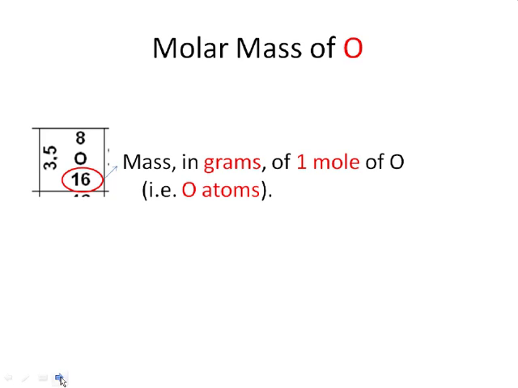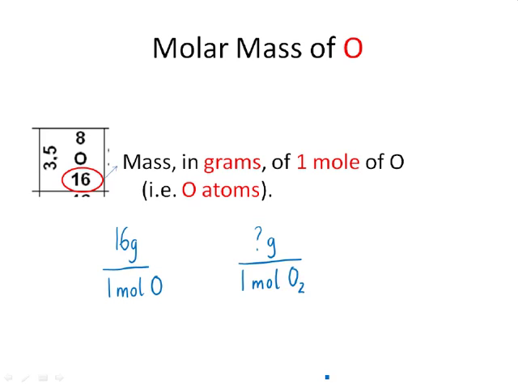What is the molar mass of oxygen? It is 16 grams per mole. What does this mean? This means that 1 mole of oxygen atoms would have a mass of 16 grams. But what then would be the mass of 1 mole of oxygen molecules? Would it also be 16 grams per mole?